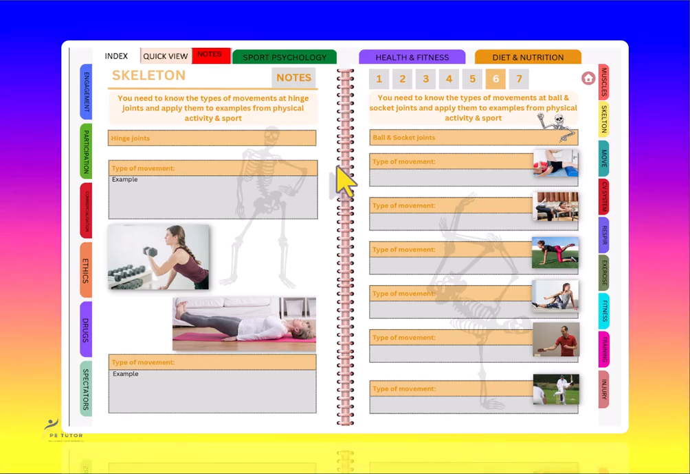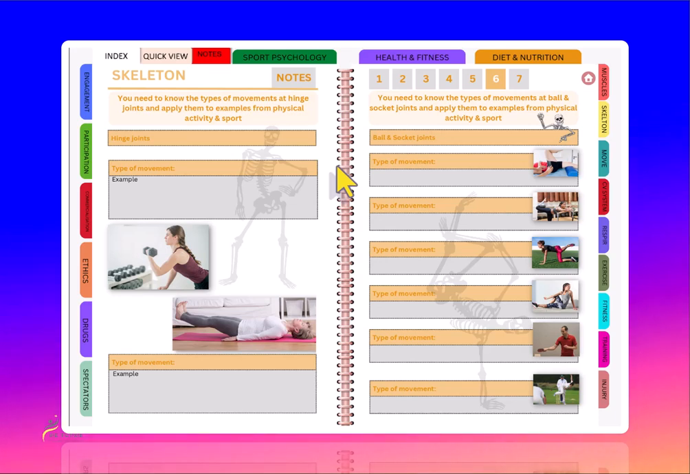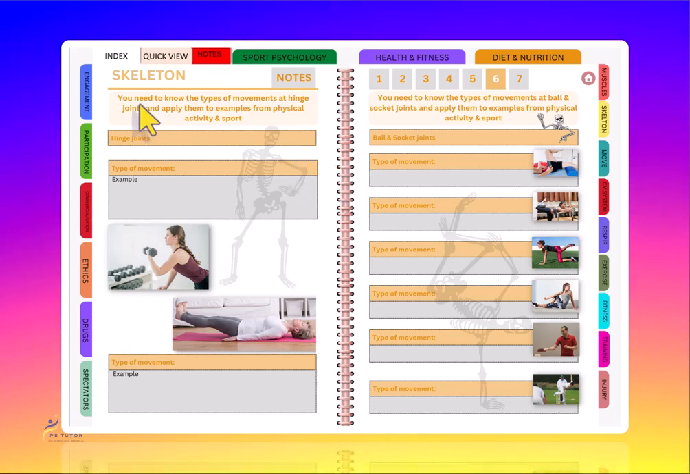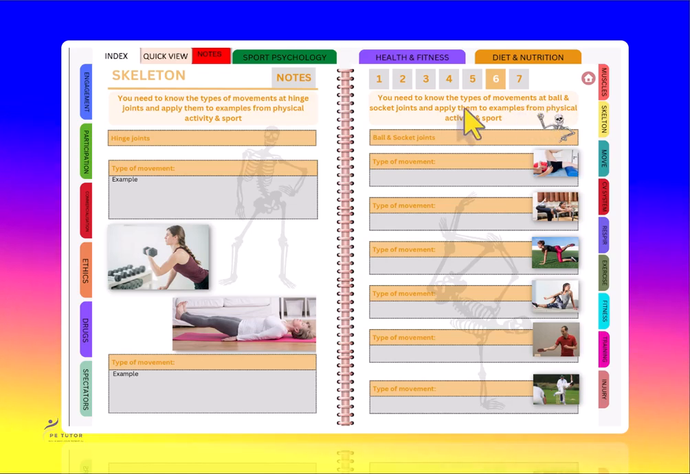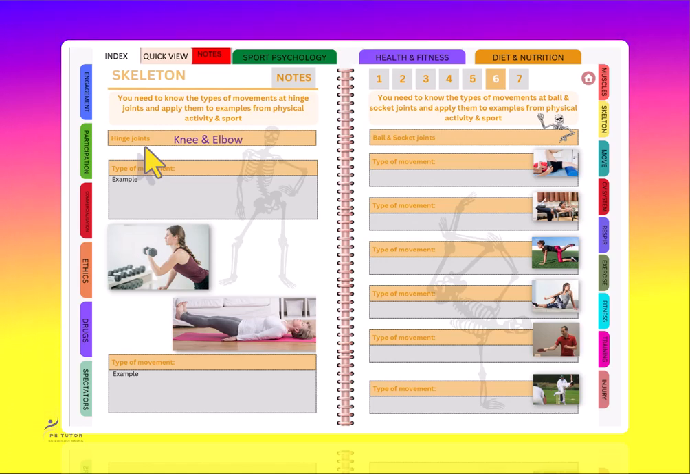Now, in the previous video, we identified the articulating bones at the hinge joints and at the ball and socket joints. Now we need to take that a little bit further, and you can see that you need to know the types of movements at both hinge joints and ball and socket joints. So let's look at hinge joints first. We need to know the types of movements and to be able to apply them to practical examples. A reminder that our hinge joints are the knee and the elbow.